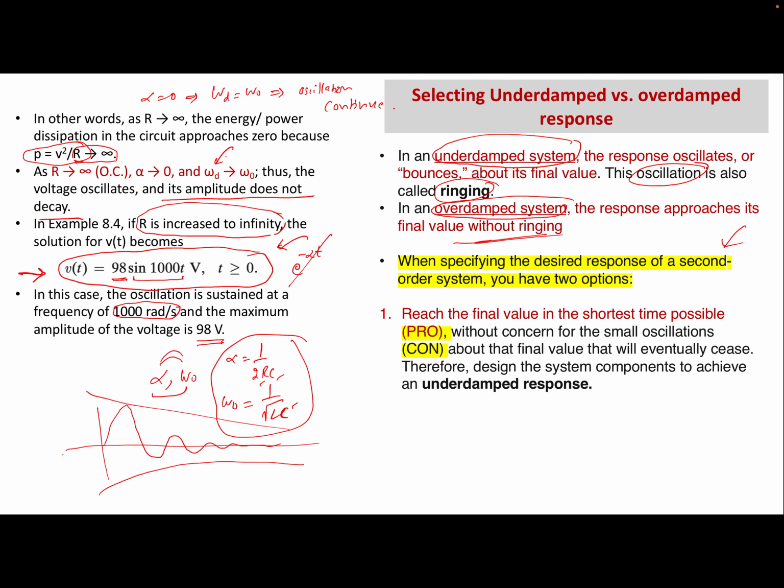And when we look at the response itself, it's a decaying oscillation. It's an oscillatory behavior which goes up and down around the final value, but the amplitudes of this oscillation decay by a factor dictated by e raised to the power of minus alpha t, where the alpha value depends on the resistance value. Okay, great. So this is what we have.